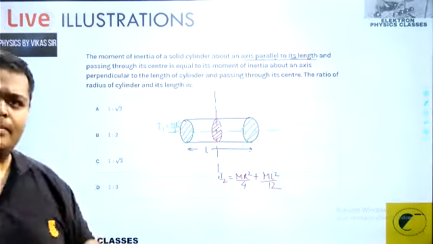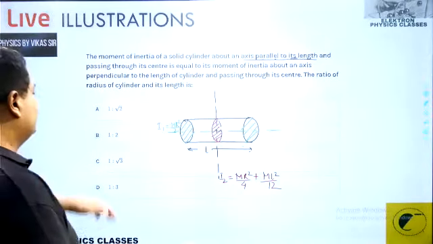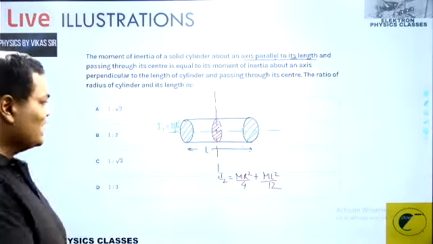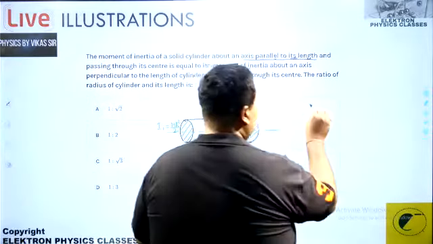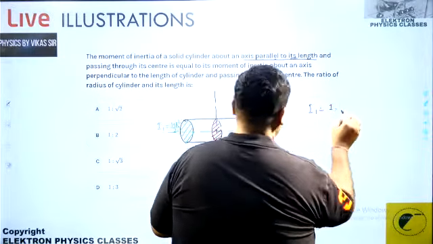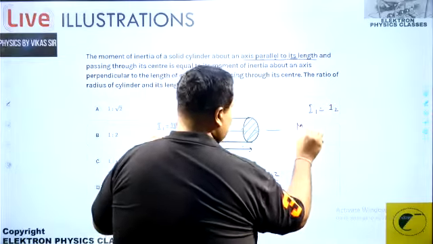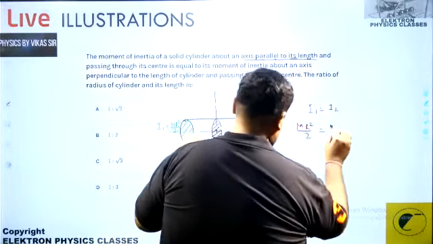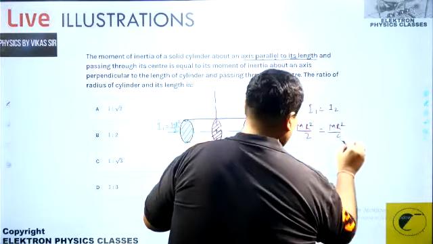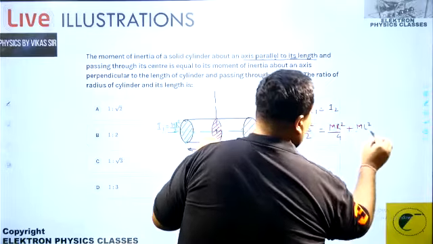I think the memories are coming back. Okay, fine, great. And the question says both of them are same. You have designed it in a manner that both of them are same. So I1 becomes equal to I2, and so I get the result as mr square by 2 equal to mr square upon 4 plus ml square upon 12.